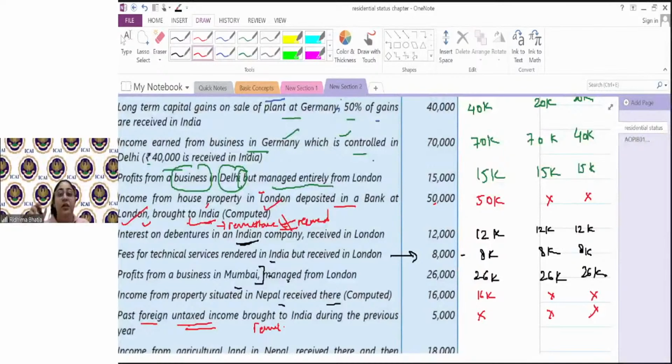Resident's entire income is taxable, but the entire income accrued or received during the year. It is neither accrued during the year nor received during the year. It is remitted. And remittance is never equal to receipt.